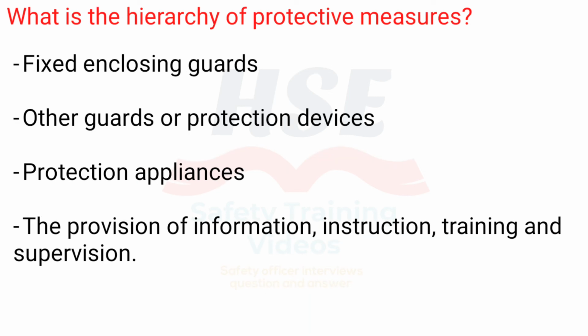What is the hierarchy of protective measures? Fixed and closing guards. Other guards or protection devices. Protection appliances. The provision of information, instruction, training and supervision.